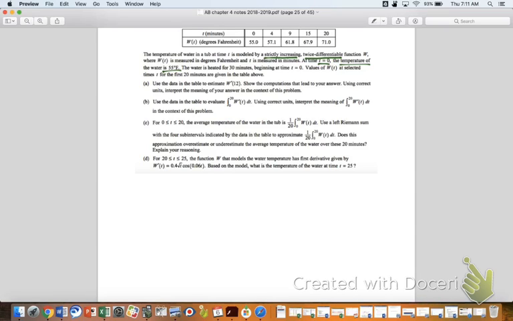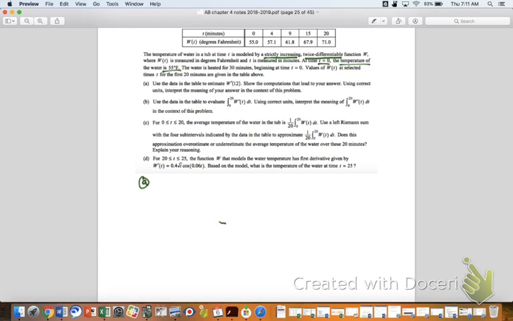Okay, so we're going to do Part A. Part A is not directly from our most recent material. It's definitely a good question, so I'm going to go ahead and do it. It says use the data in the table to estimate. It says show the computations that lead to your answer. Using correct units, interpret the meaning of your answer in the context of this problem. So, estimating W prime of 12.